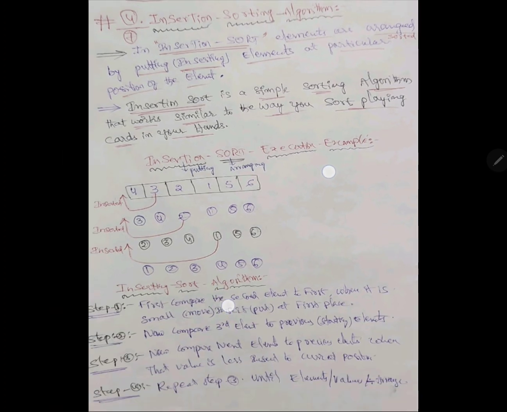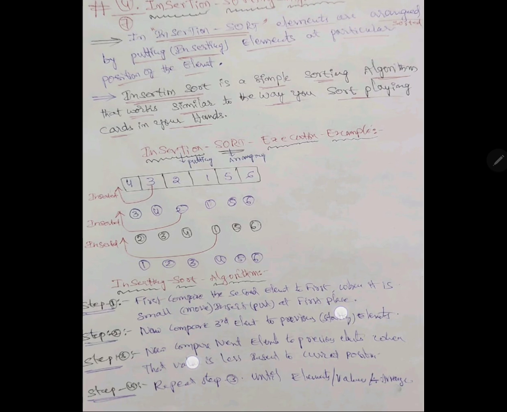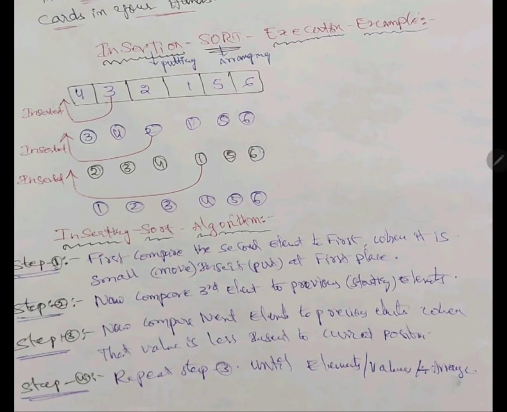Now see the algorithm. The algorithm is very simple, a step by step English representation of the program. Step 1, step 2, step 3, step 4 are written with the black pen, and the explanation with the blue pen. Very simple. First, we need to take the second element and compare it with the first element. If it is small, insert it at the first place.